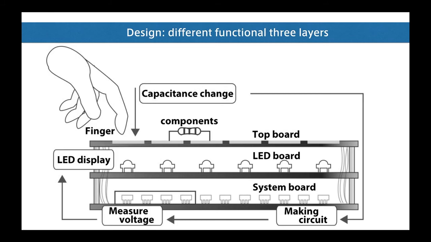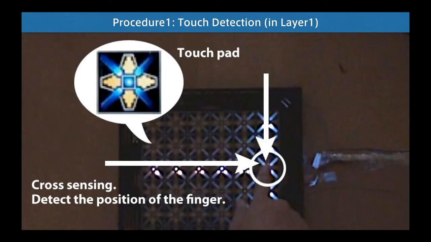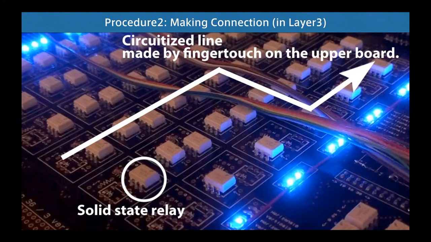And the third board makes the circuit and measures the voltage. The second board also displays the voltage by the LEDs. And on the first board, we use capacitance change to detect the finger, and we measure the capacitance and record it. And by using the record of the finger moves, the circuit is generated in the third board by the solid state relays. Solid state relays connect and disconnect each hole. So it makes a circuit here.